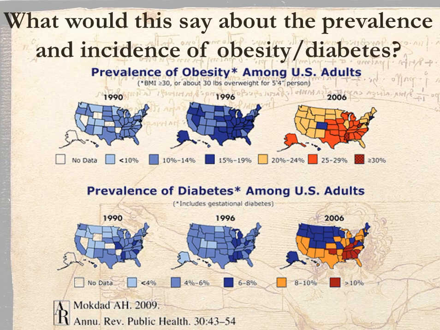What's interesting was when you look at the maps of prevalence of obesity and diabetes, where people are living, I guess it sucks to live in.